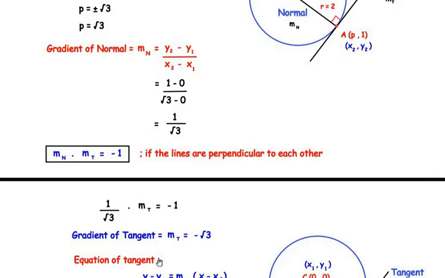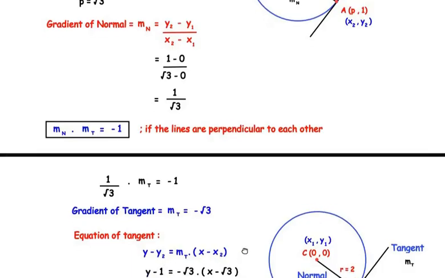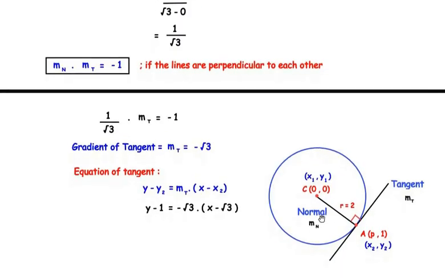Now once we have got this, let us use the general equation representing a tangent, that is y minus y2 is equal to gradient of tangent times x minus x2, where x2 and y2 represent the point through which the tangent is passing, which is point A in this case. So here we are going to write y minus y2, which is 1, is equal to gradient of tangent, which we have got as negative square root of 3, times x minus x2, which is p, and the p value we have got here is square root of 3. So here we get y minus 1 is equal to minus square root of 3 times x minus square root of 3.